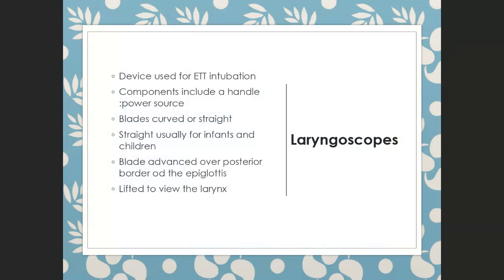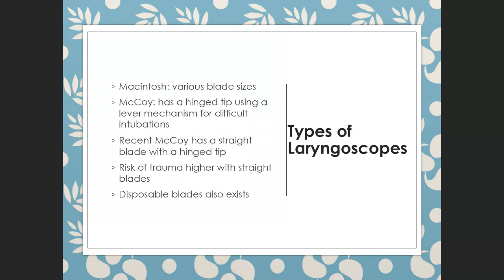For the Miller blades, the tip of the laryngoscope goes behind the epiglottis, whereas for the Macintosh blades, they go into the vallecula. All right, it's a device used for intubation. You saw that being used. They have different types. It's usually the blade.